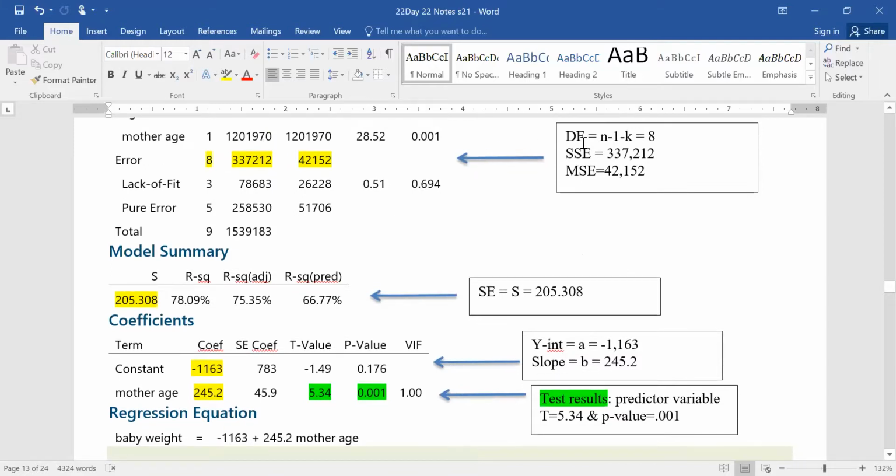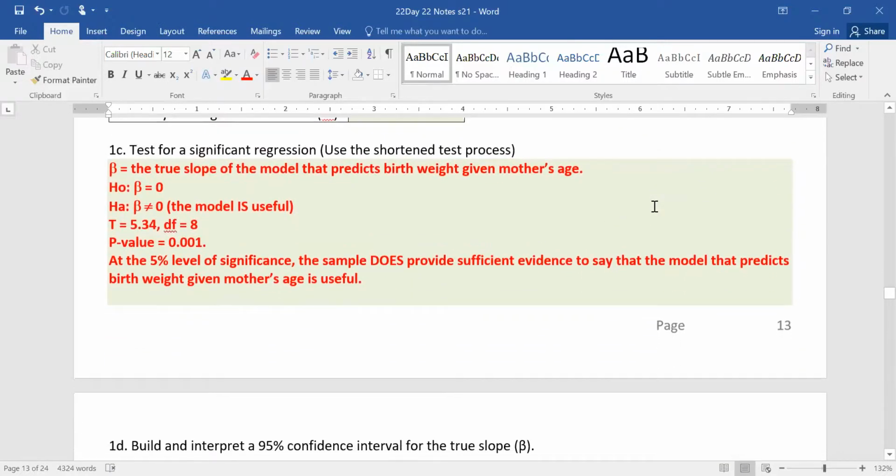You notice right here I have a note. Degrees of freedom is N minus 1 minus K. So K is the number of predictors. Here it's just 1, right? Because we have 1 X. It's simple linear regression. So for simple linear regression, my degrees of freedom is always n minus 2. Okay. And then I'm going to say at the 5% level of significance, the sample does provide evidence to say that the model that predicts birth weight given mother's age is useful. Okay, because I am rejecting my null.